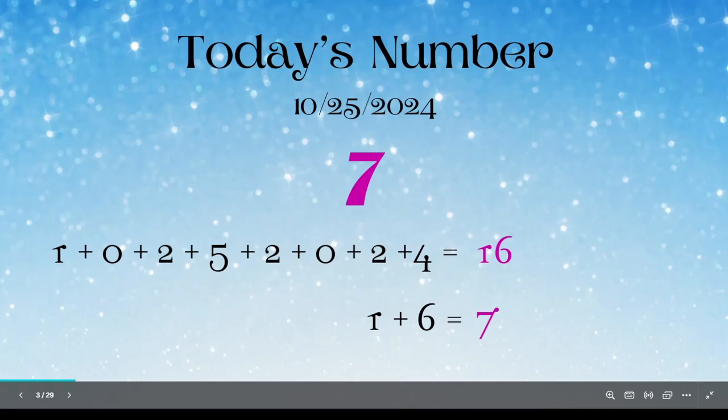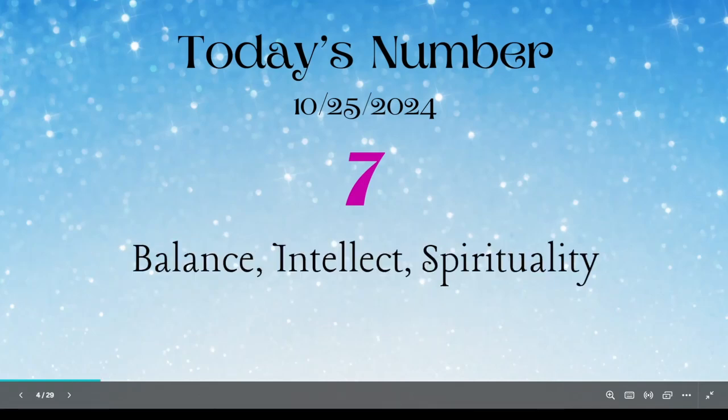So today's number, or the 25th number, being number 7. Number 7 symbolizes balance, intellect, and spirituality. So it's not just getting cursory answers to things. It's really about investigating and trying to get to the bottom of things and getting the in-depth answers. And the spirituality aspect is a lot of introspection, not religious topics so much as spiritual topics.